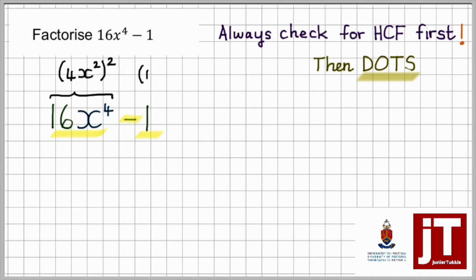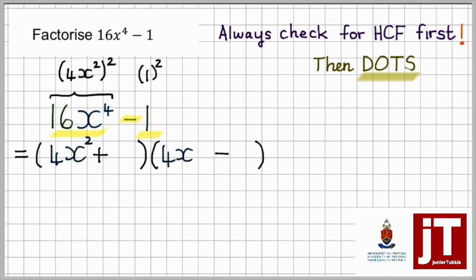We can obtain 1 by saying 1 squared. So both of these terms are squares, and we can therefore factorize by making use of the method we've learned. We write down two brackets, a plus sign in the one and a minus in the other. The first term in each bracket will be 4x to the power of 2, and the last term in each bracket is 1.